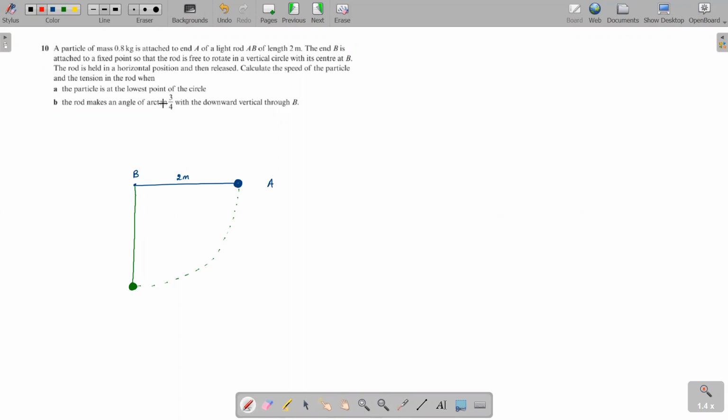Okay, and then at this point you have to find the speed. So I will say that this point is V1. First we have to get the speed and the tension at this point. So I will say this is the tension T1, and you have the weight. So weight is 0.8 G.